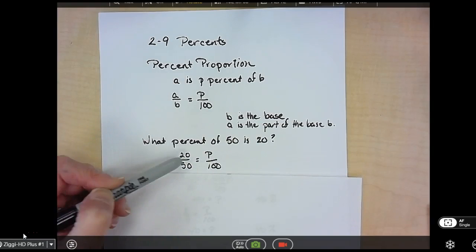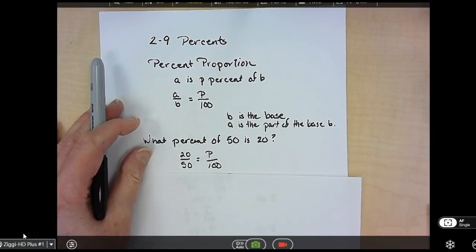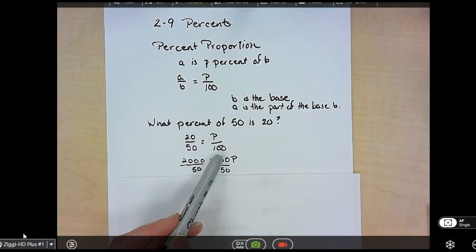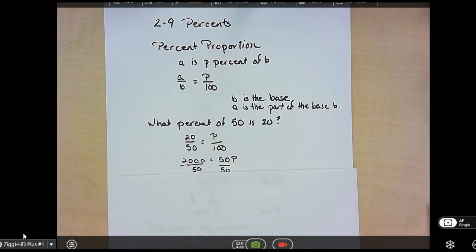So you set up the proportions. 20 over 50 equals P over 100. And then we can cross multiply. 20 times 100 is 2,000. 50P, divide by your 50, and you get 40. Make sure you write it as a percent if you do it this way, because the question said what percent.